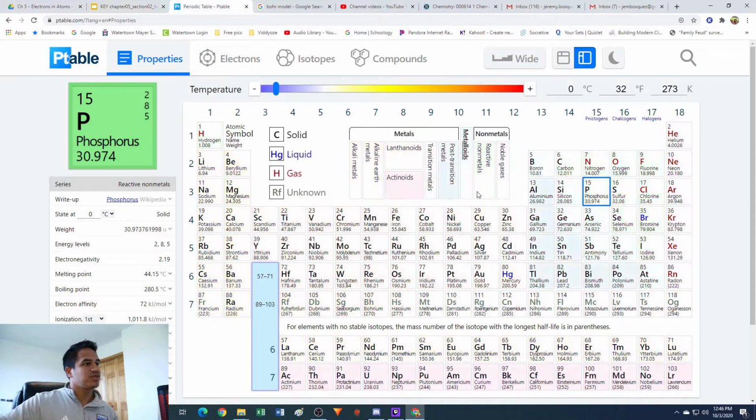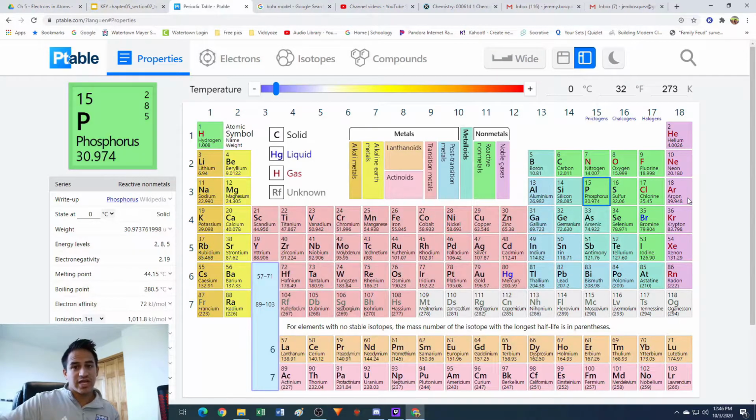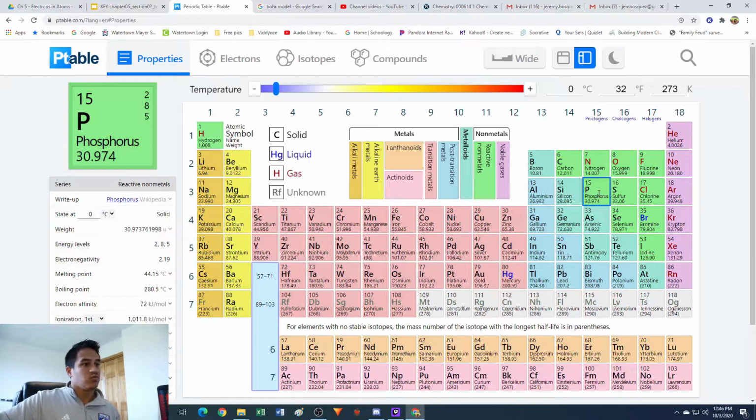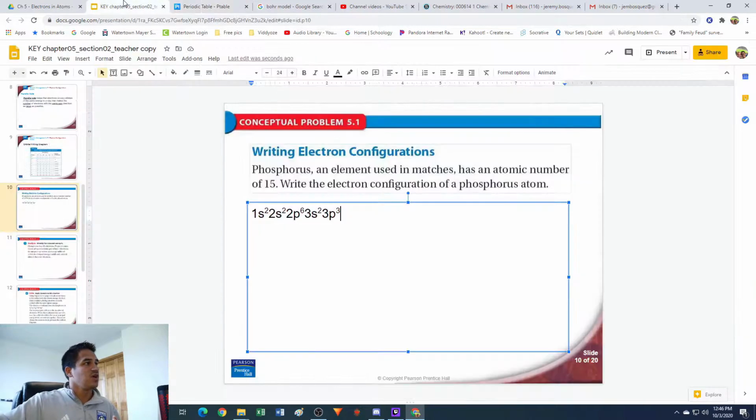Then, again, we jump across this gap, and now we're in the P block again in row 3. So this is 3p, and phosphorus is 1, 2, 3 elements into the P block. So it would be 3p3. At that point, we're done because we got to phosphorus. So this is the entire electron configuration for phosphorus.